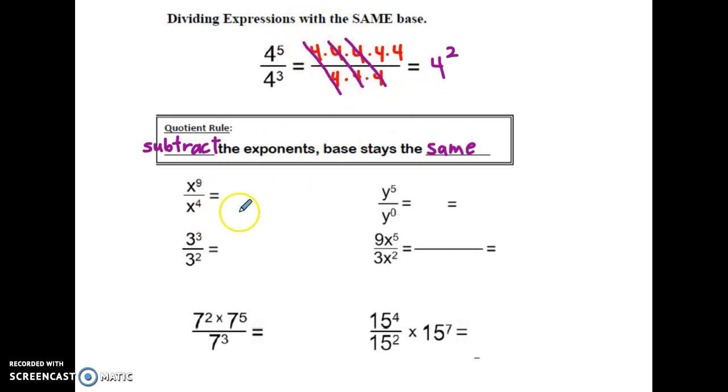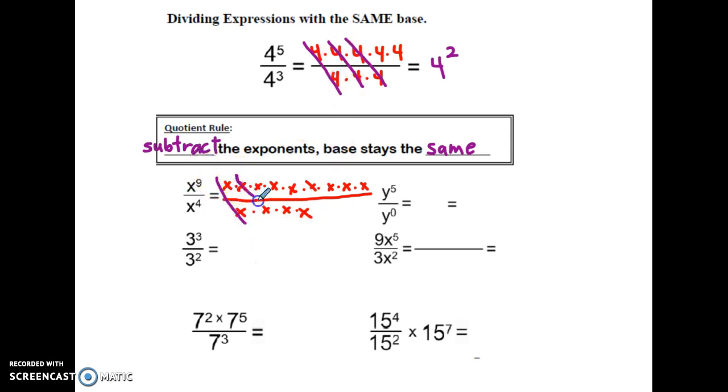So for this one, we're going to write out all our x's. We've got 1, 2, 3, 4, 5, 6, 7, 8, 9. Now you know why we like to use the shortcut rule, because it's a pain to have to write this out every time. 1, 2, 3, 4. Okay, so that's what it means to have x to the 9th over x to the 4th.